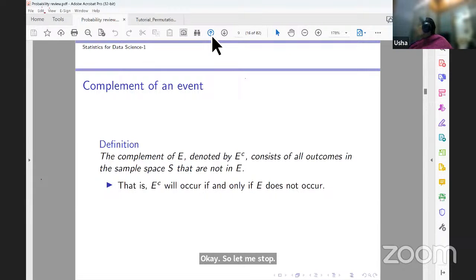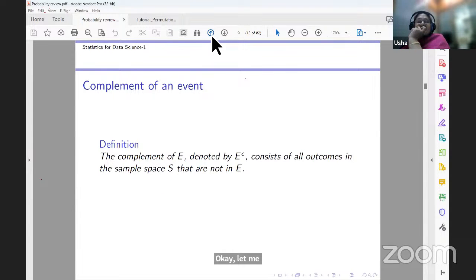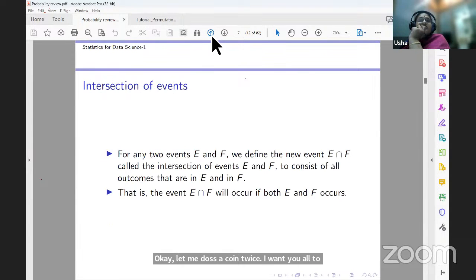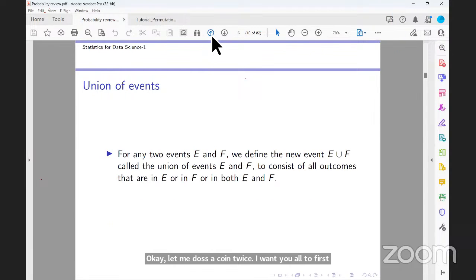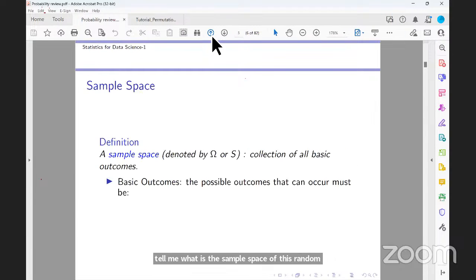If I toss a coin twice, let me toss a coin twice. I want you all to first tell me what is the sample space of this random experiment. H, H, T, T, H, T, T, H.